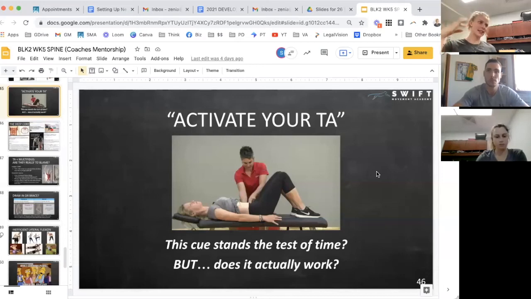Activate your TA is like this thing, or like turn on, or like wake it up, before you do movements. You want to figure out how to use it. And this is kind of what you typically see with people who are looking to do that. It's a very big thing in physiotherapy, or just exercise therapy in general.